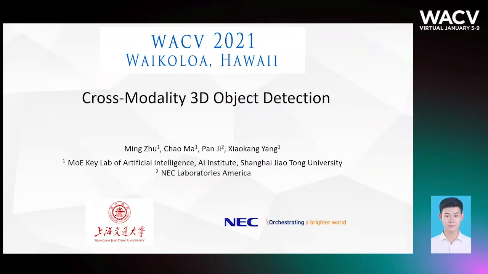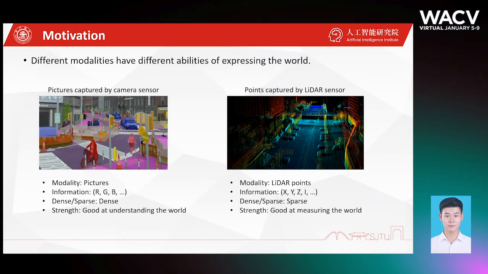Hello everyone, it is my pleasure to introduce our work, Cross-Modality 3D Object Detection. Camera and lidar are two complementary sensors for 3D object detection in the autonomous driving context. Cameras provide rich texture and color cues while lidar specializes in relative distance sensing. Camera is good at understanding the world while lidar is good at measuring the world.